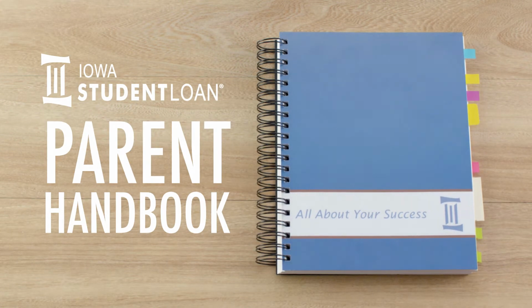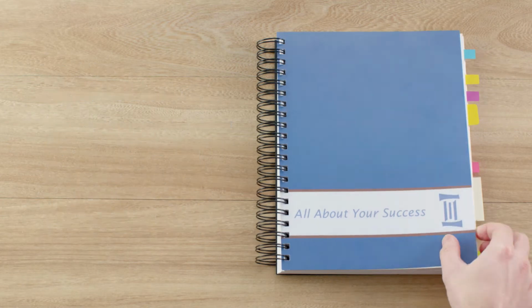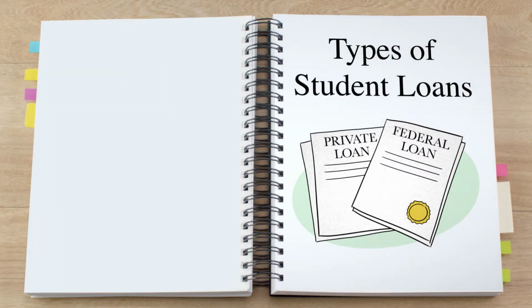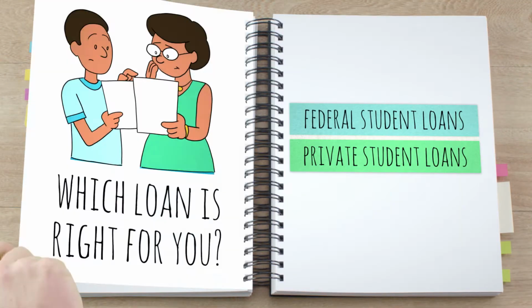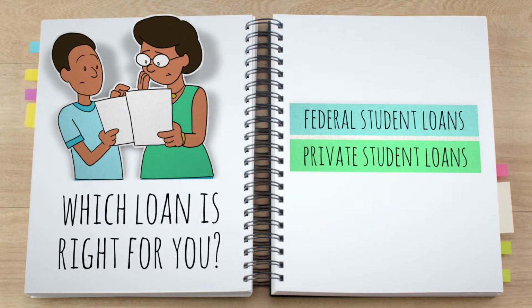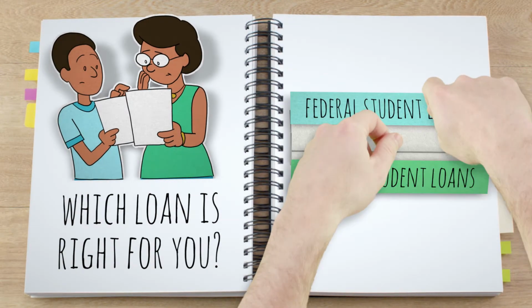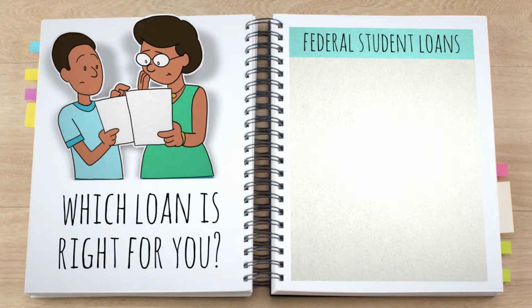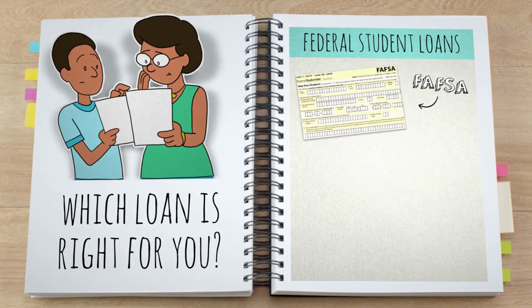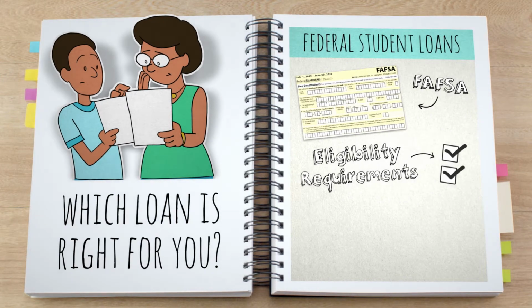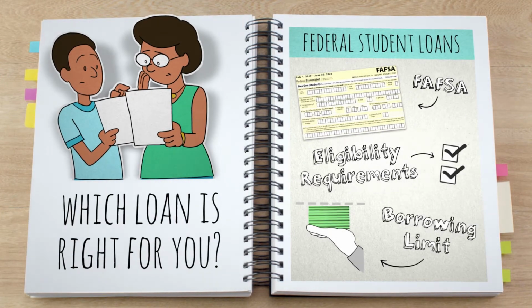Before you or your student take out a student loan, you should know the differences between the types of loans available. Student loans are available as both federal student loans and private student loans. Federal student loans require your student to fill out the free application for Federal Student Aid, or FAFSA. Federal student loans have eligibility requirements as well as limits on how much can be borrowed.